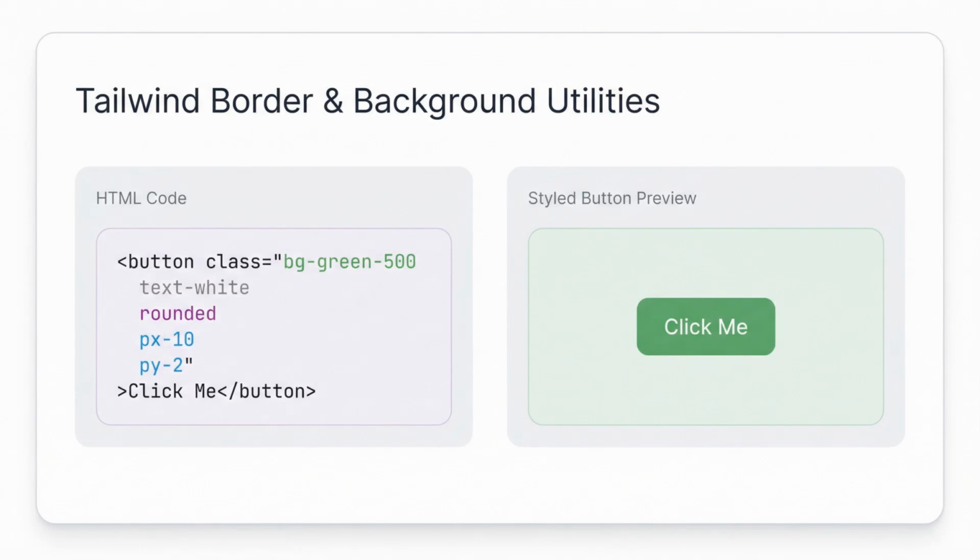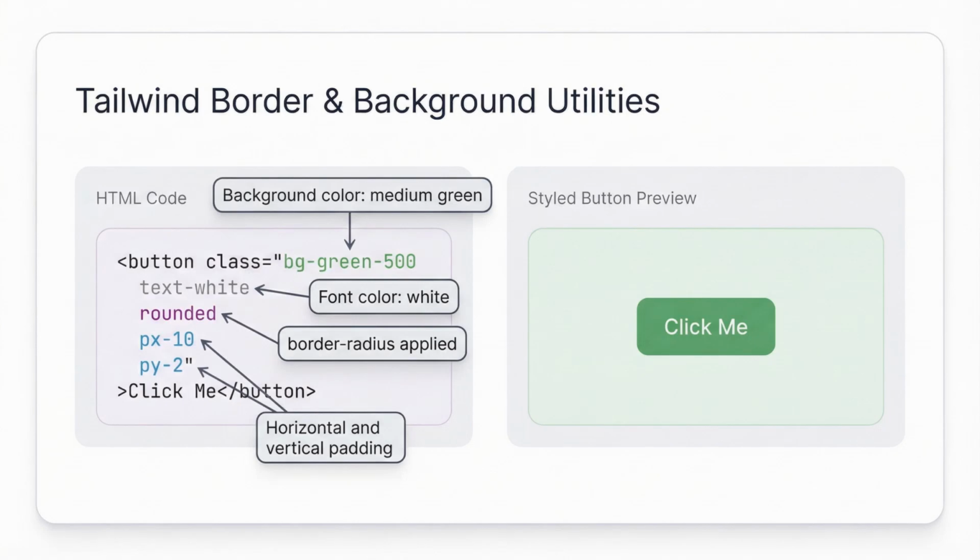For background colors, Tailwind uses the bg prefix. So bg-red-500 gives you a medium red background, and bg-green-500 gives you a medium green. The number after the color name, like 500, represents the shade. Lower numbers are lighter, higher numbers are darker. This gives you a full palette without writing any color values yourself.